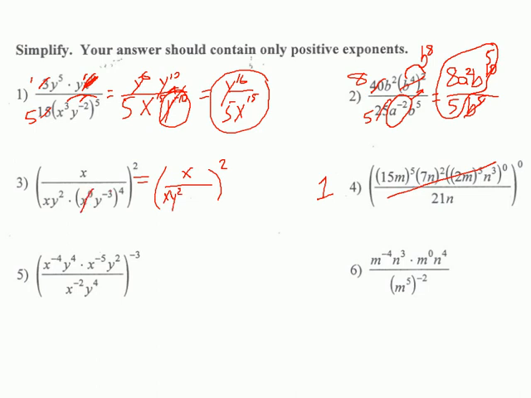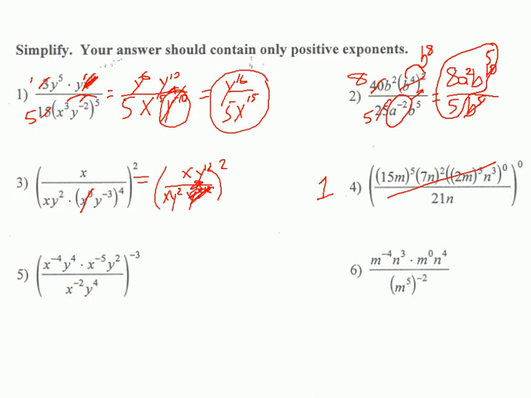This x to the 0 is 1. This y to the negative 3rd raised to the 4th power, I'm going to multiply those exponents, becomes negative 12. I do want to pull this up and get rid of that negative exponent. So I've got a 12 up there, canceling that out. So I just moved it up.